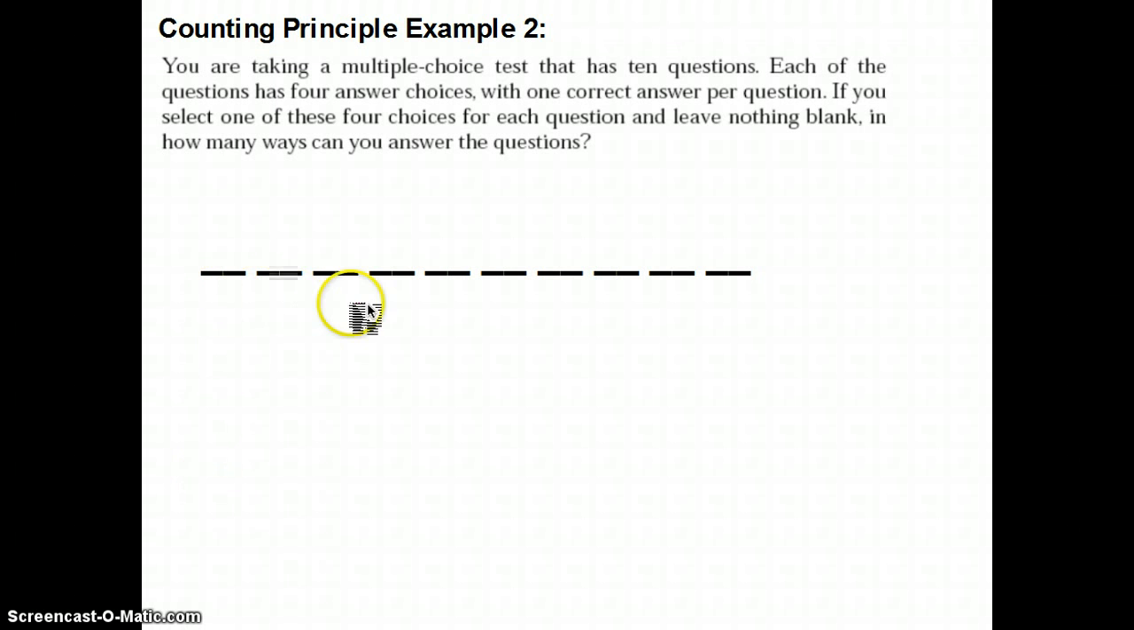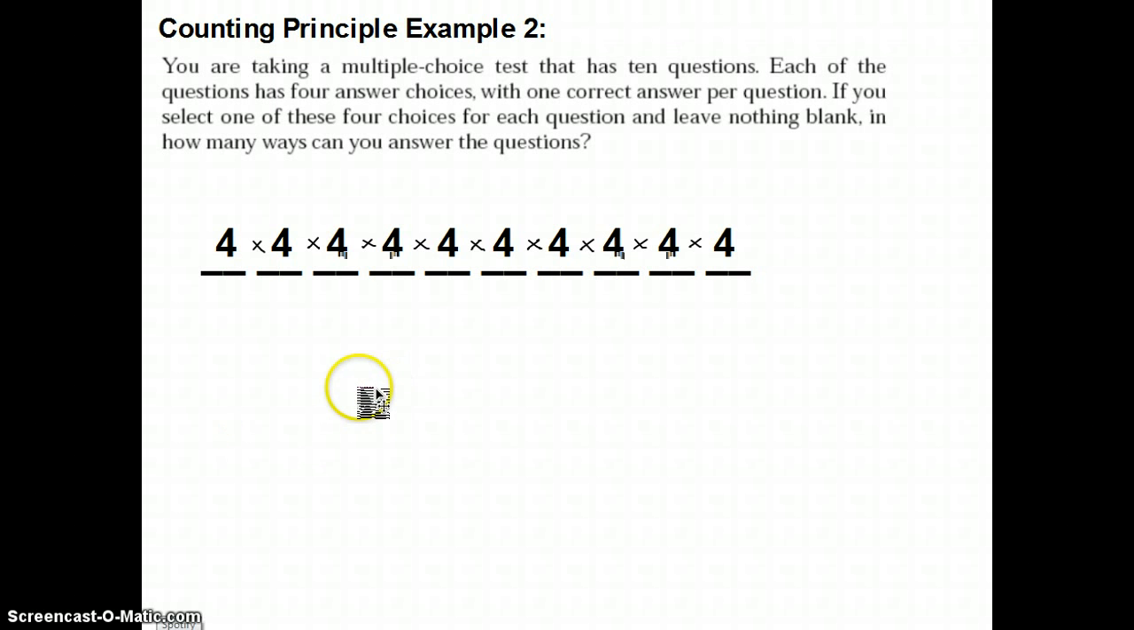So I have 10 different dashes representing the different questions, and in each question we have 4 different answer choices. First question, 4 answer choices. Second question, 4 answer choices. Third question, 4 answer choices. And so if we want to figure out how many different total options we have of picking the answers on this test, we would have to multiply. And if we multiply, we have 4 to the 10th power, which gives us 1,048,556 different ways that we can choose the answers on this test.